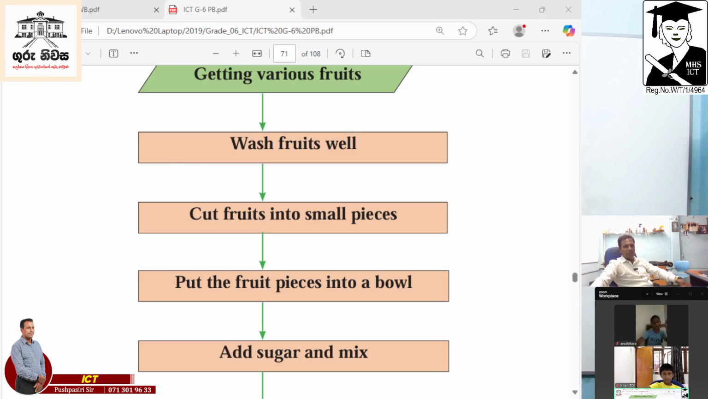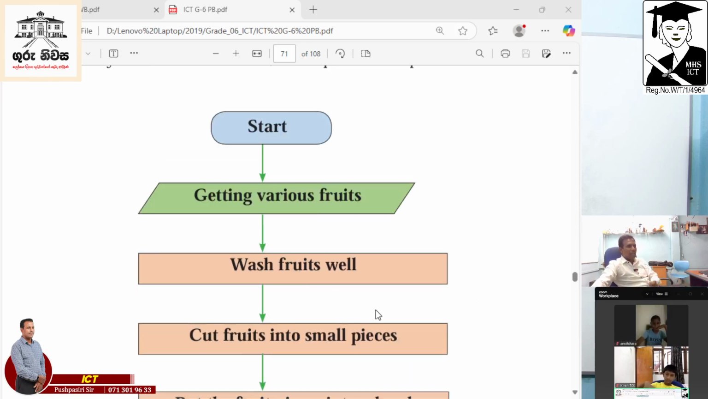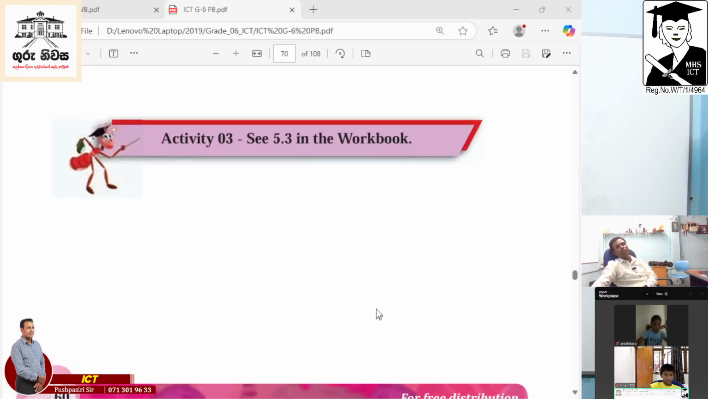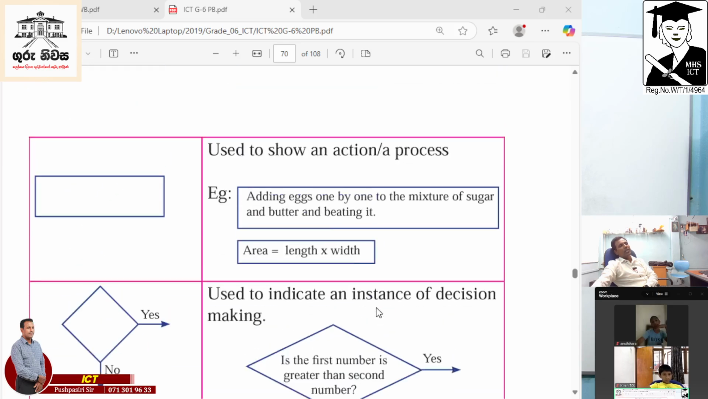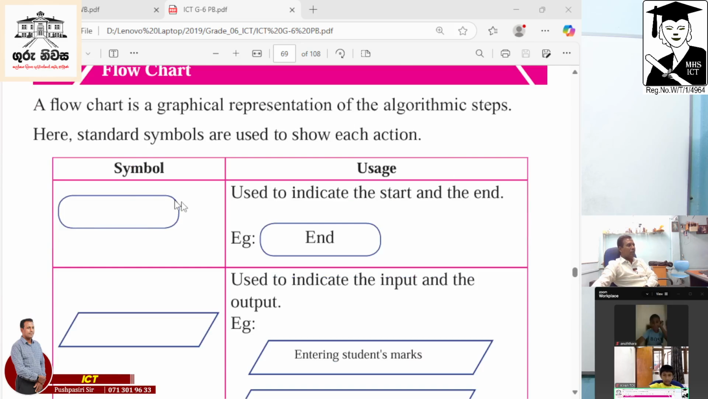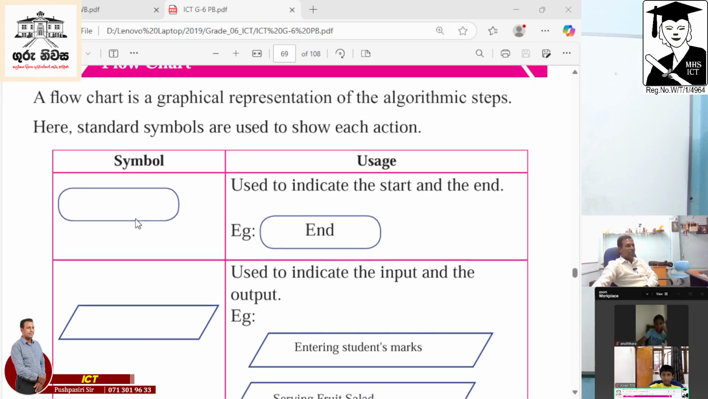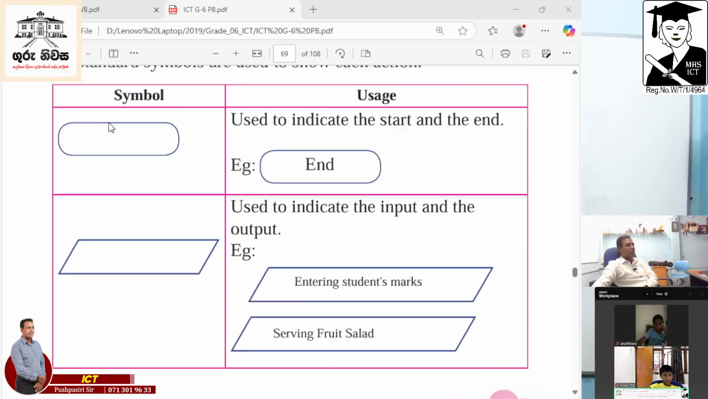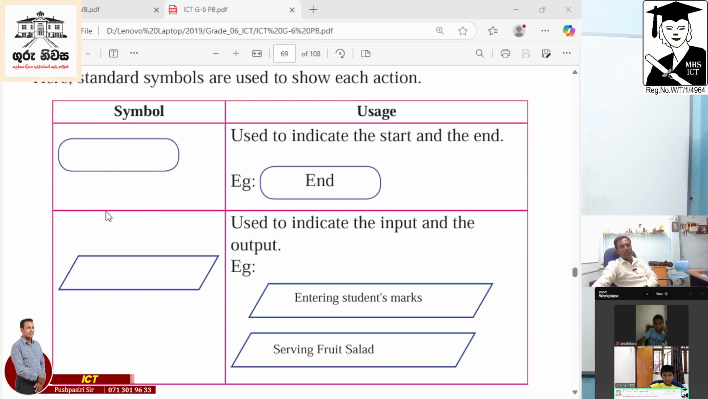We use these symbols to draw the flow charts. Okay, so this symbol is for input and output, right? And this symbol, sorry, not input, is for start and stop, or begin and end.